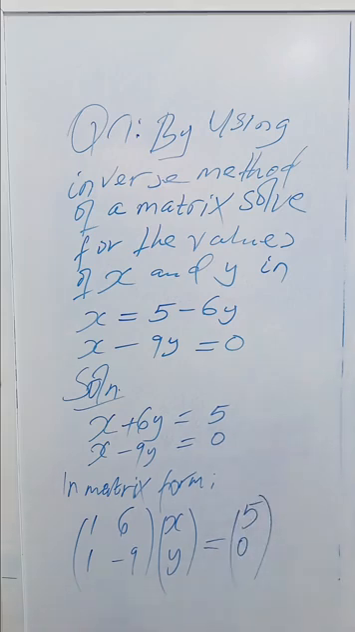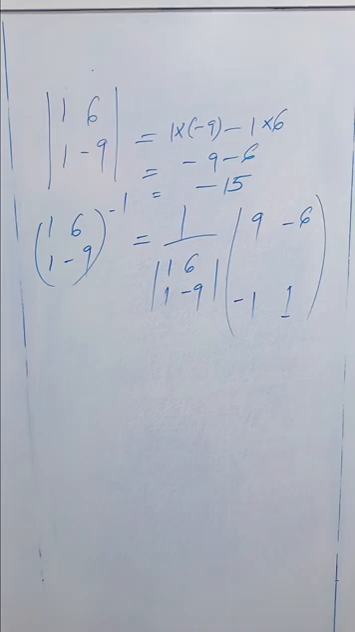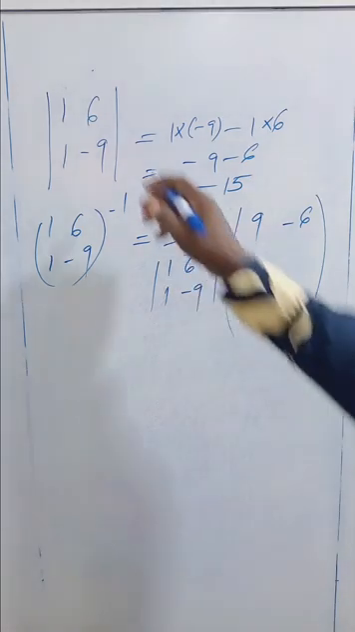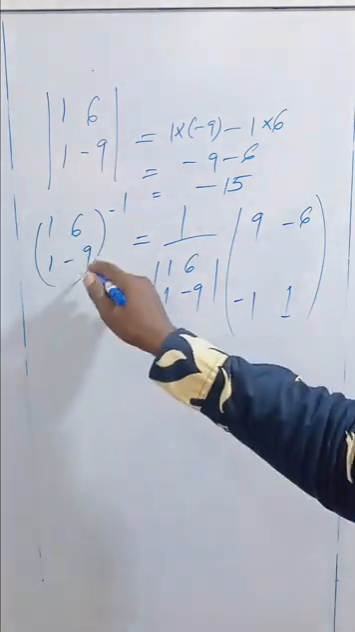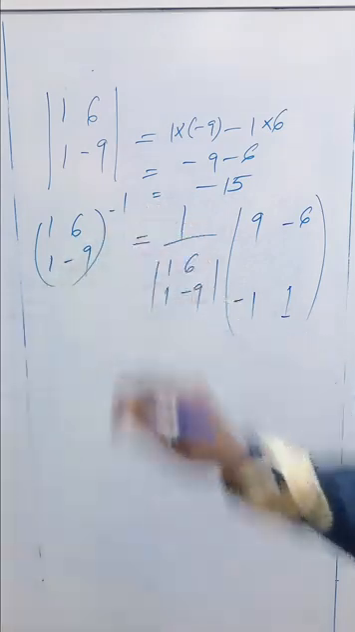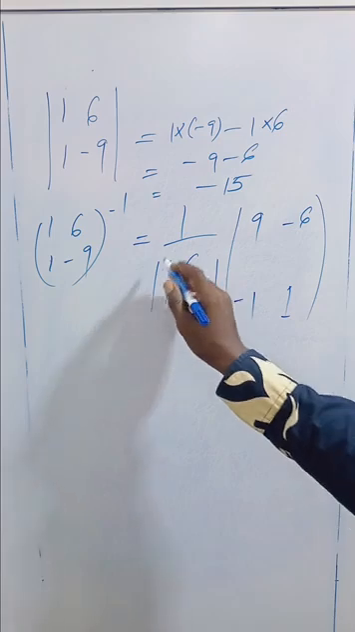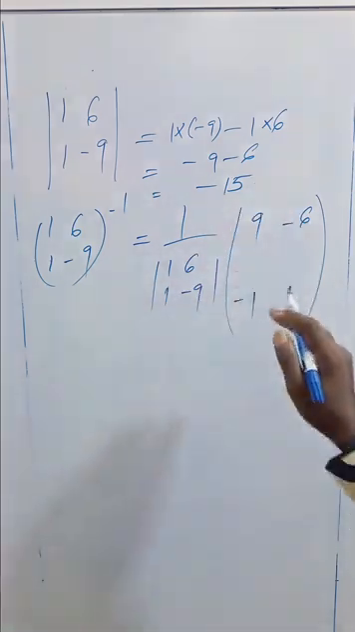So what is next now is to find the inverse of the first matrix, that is 1, 6, 1, negative 9. How do we go about it? Here is the solution. Okay, so we got our determinant as negative 15. So to get the inverse of a given matrix, the inverse equals 1 over the determinant, which we got, times this new matrix.